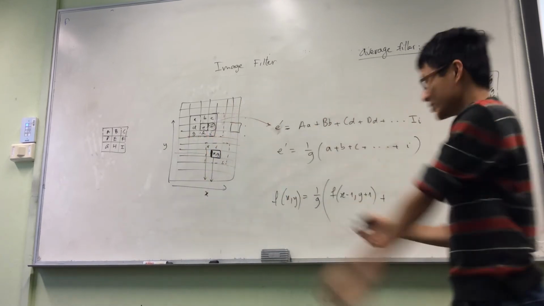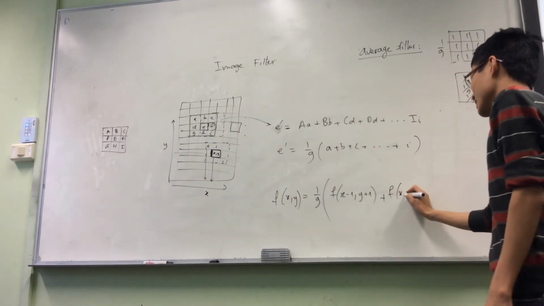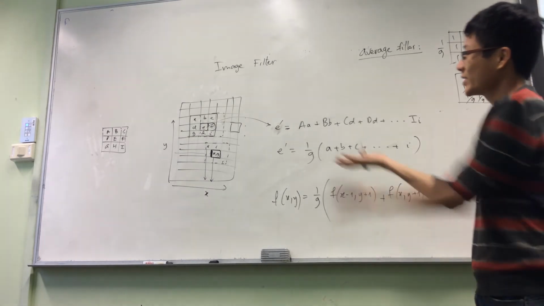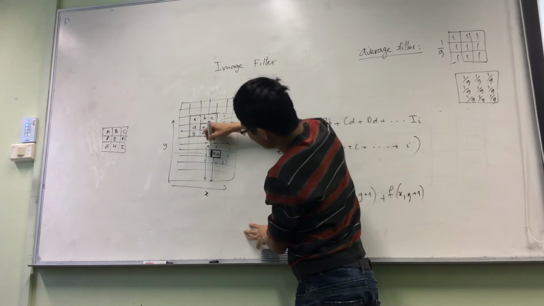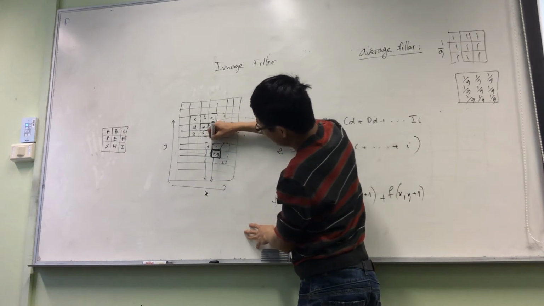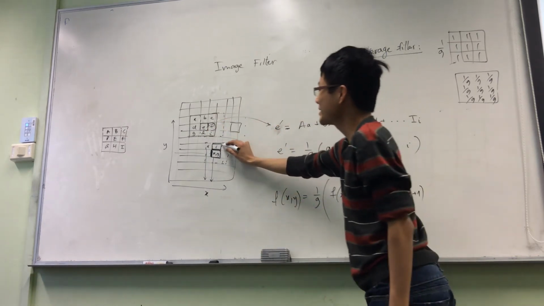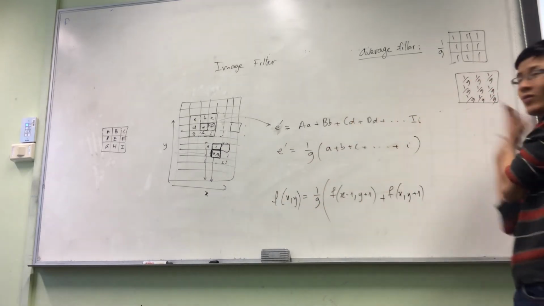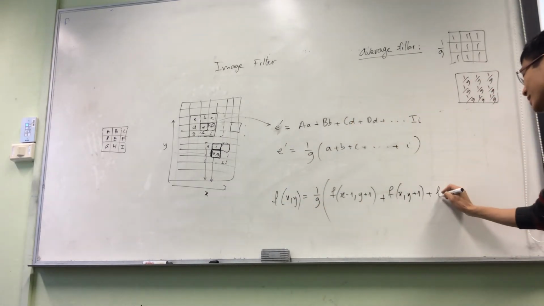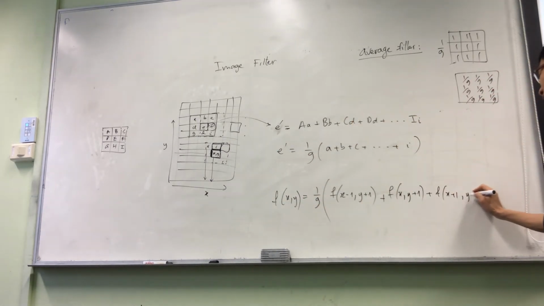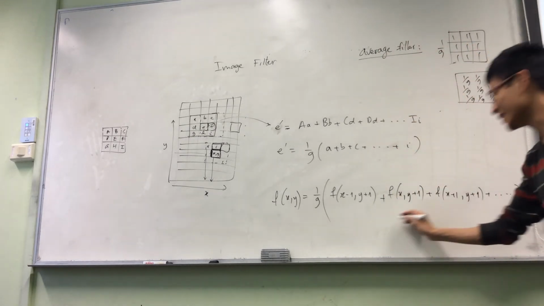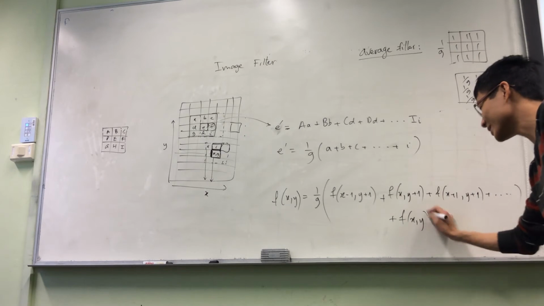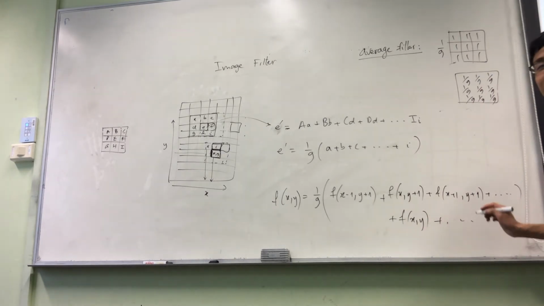And y is plus minus 1. Here's y this side. We want to calculate this. And then similarly, this one will be x plus 1, y plus 1, and so on all the way round, and remember to include f(x, y) as well, including that as well, right?